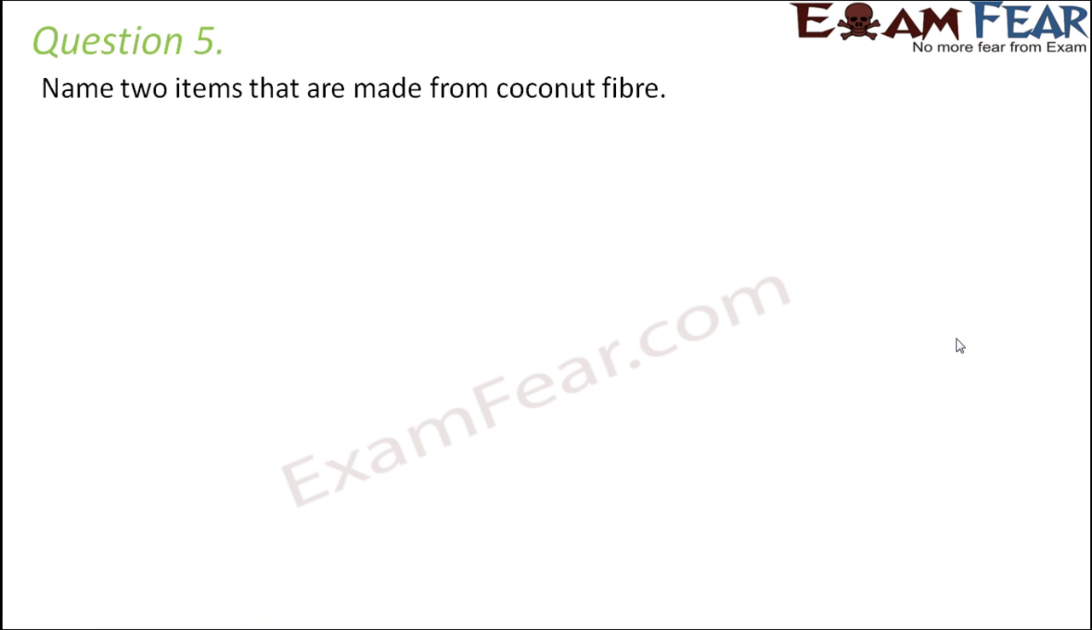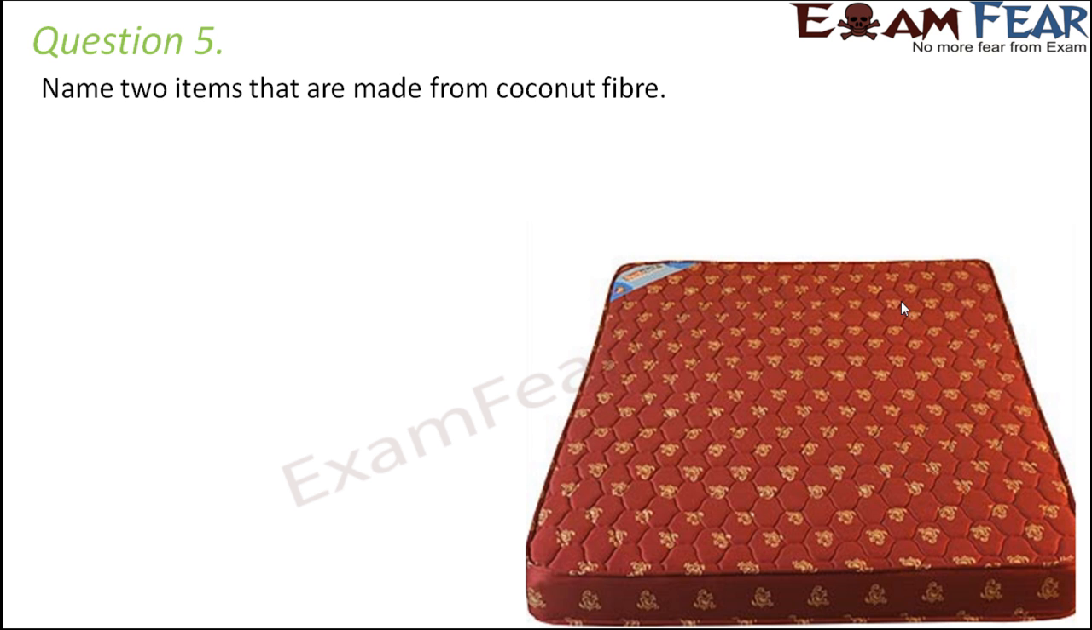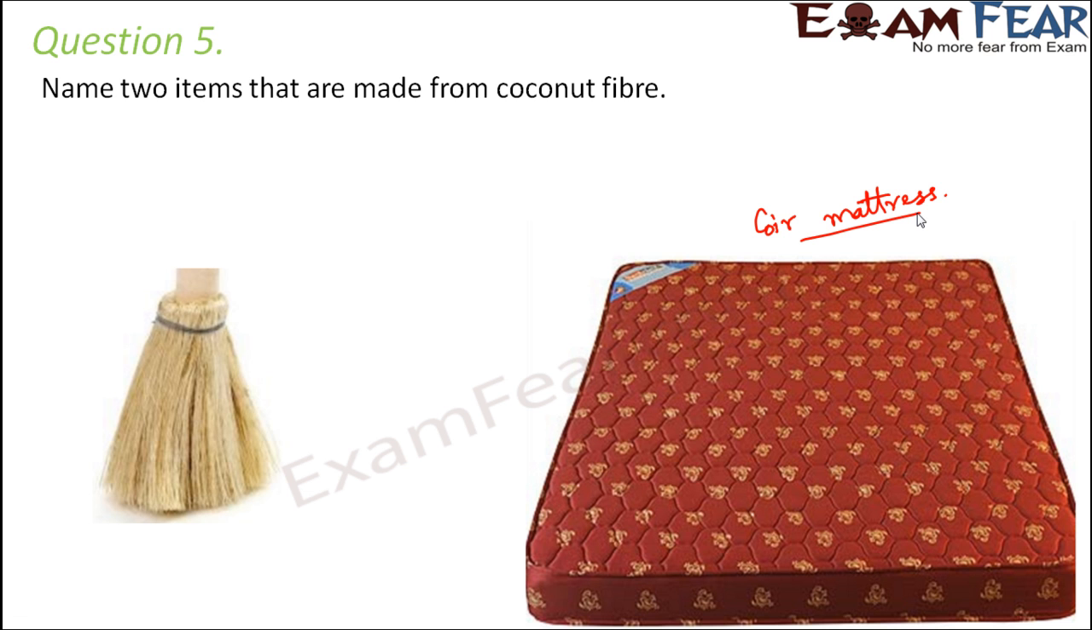Question number 5. Name 2 items that are made from coconut fiber. One popular thing that is made from coconut fiber is the coir mattress. If you have seen a coir mattress, fine. Otherwise you can just go to any furniture shop and have a look at the coir mattress. When you practically see these things, it helps you to understand and relate things. Another thing could be the brushes which are made from the coconut fibers.